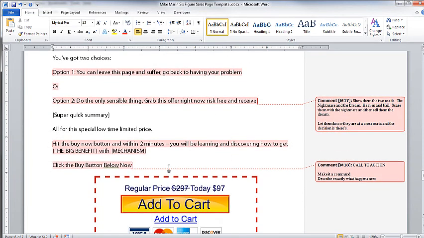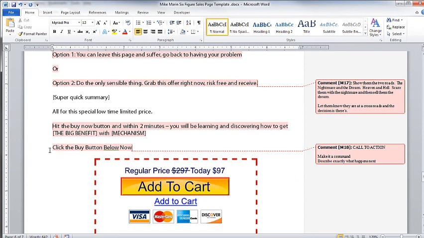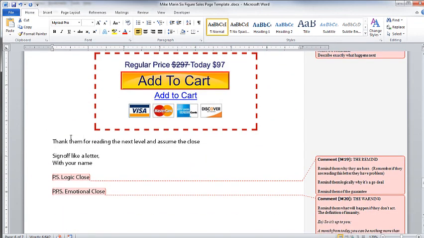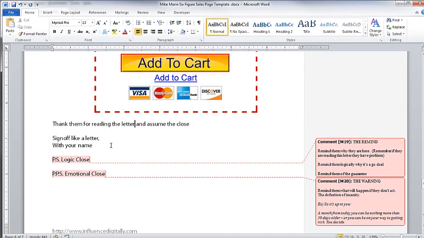But anyway, you get the idea. And then, click the buy now button below now. Strong command. Tell them what to do. John Carlton calls it selling from your heels. You don't want to do that. Tell them exactly what to do. You want them to click the buy now button because it's going to change their life. That button, thank them for reading the letter and assume the close.